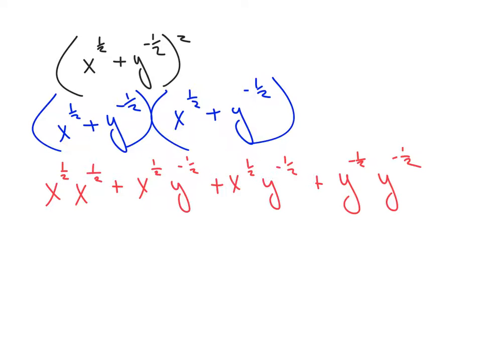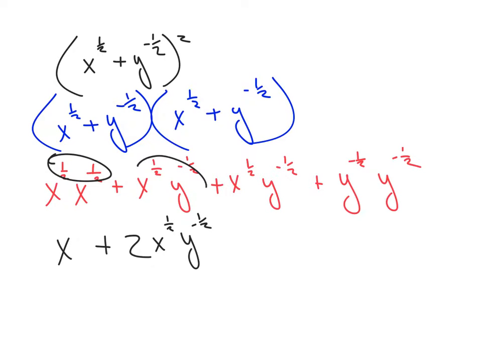Okay, now let's put things together. Put it in black here. X, because 1/2 and 1/2 is 1. 2, because I have two of these, plus negative 1/2 plus negative 1/2 is going to be what? Negative 1. So x plus 2x to the 1/2, y to the negative 1/2, plus y to the negative 1. That's it. That's all there is to that lesson. So 8 minutes and you're good to go.